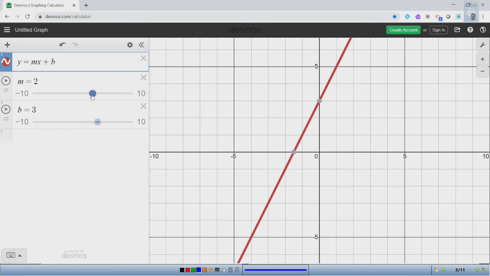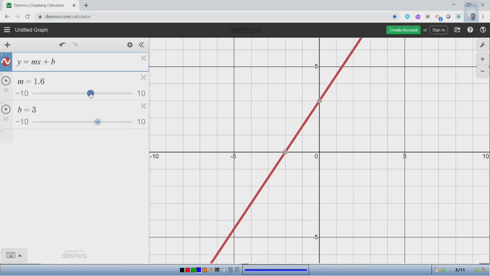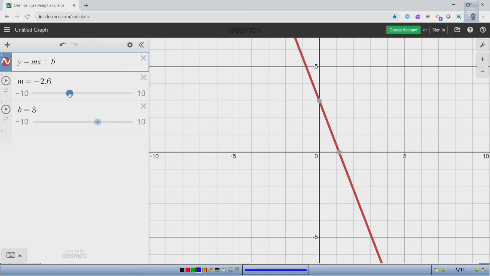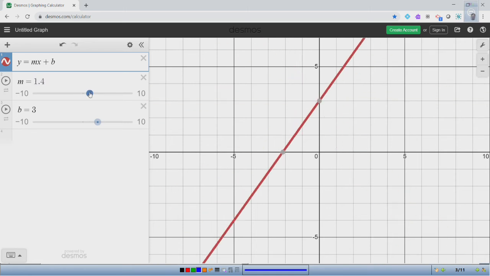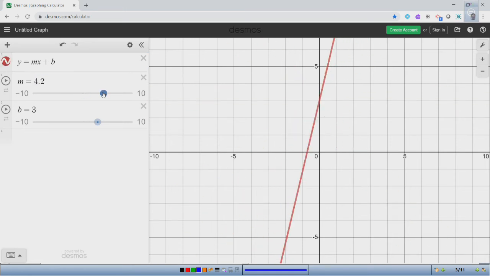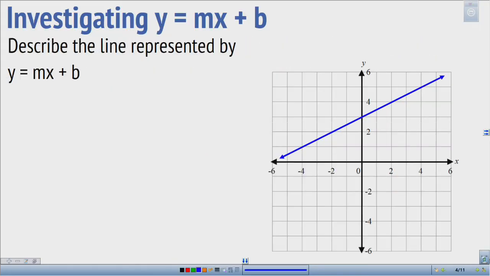So again, this number m controls the steepness of the line, the direction. If the number is positive, then it's going upwards. If m is negative, it's going downwards. And the larger the number, the steeper the line. And again, b controls where this line crosses the y-axis. So those are some very important characteristics linking m and b to the direction and steepness of this line.